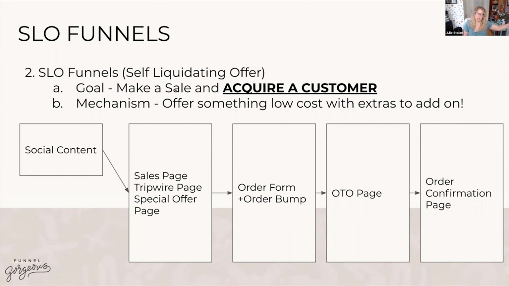Basically, the goal of a SLO is to make a sale, whereas the list building funnels are literally just to capture the lead. The ultimate goal of a SLO funnel is to make a sale, and this is the most important part. A SLO funnel acquires a customer.